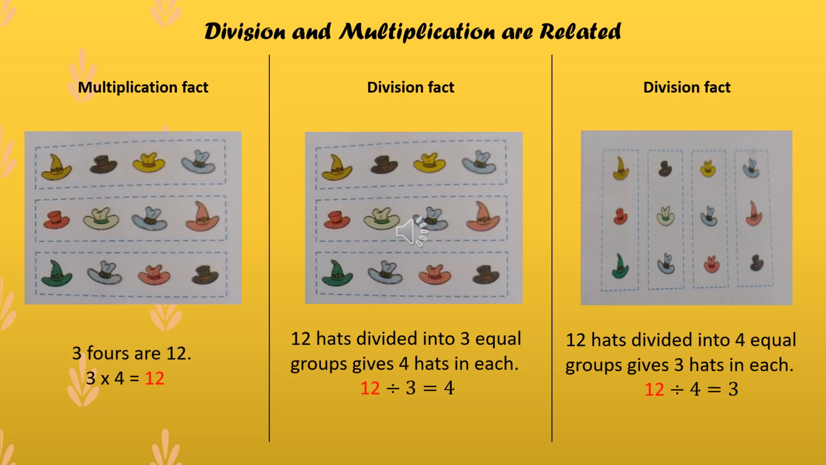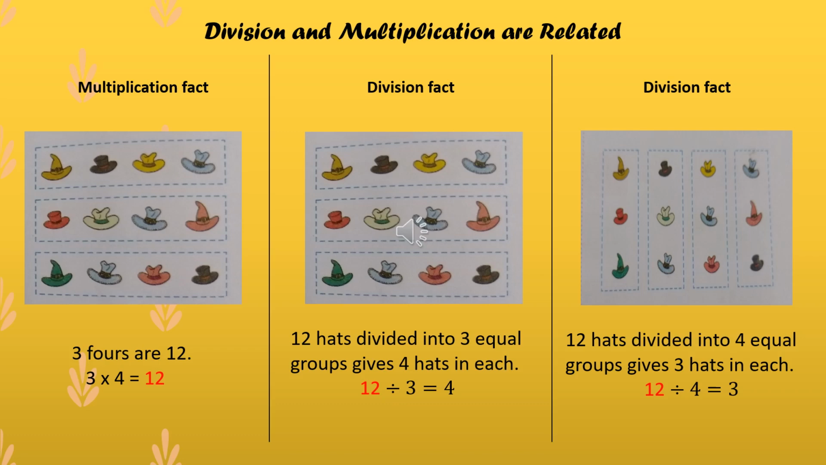Now let's see how to find out a division fact. See here, these 12 hats we have divided into 3 equal groups. See, 3 groups are there and each group has 4 hats. Right? So, we can say 12 hats divided into 3 equal groups gives 4 hats in each.